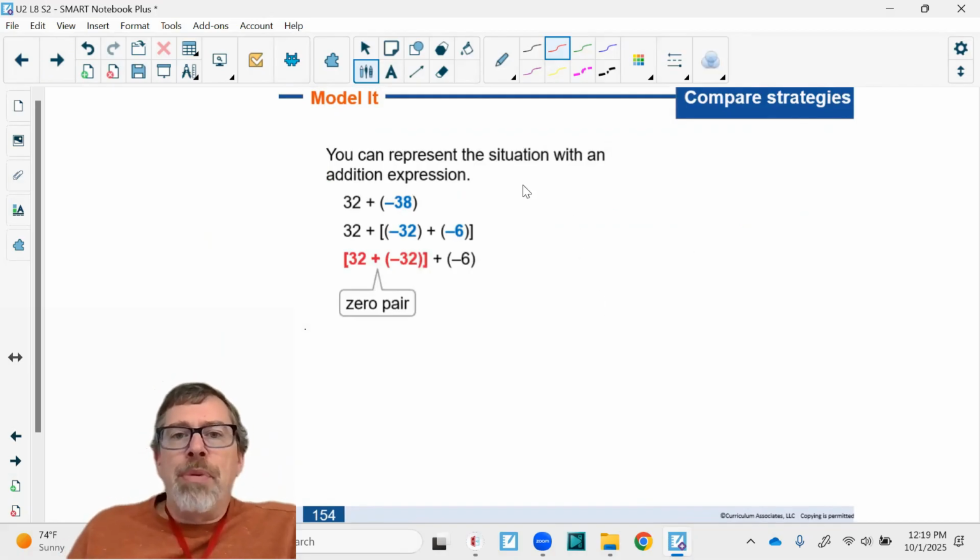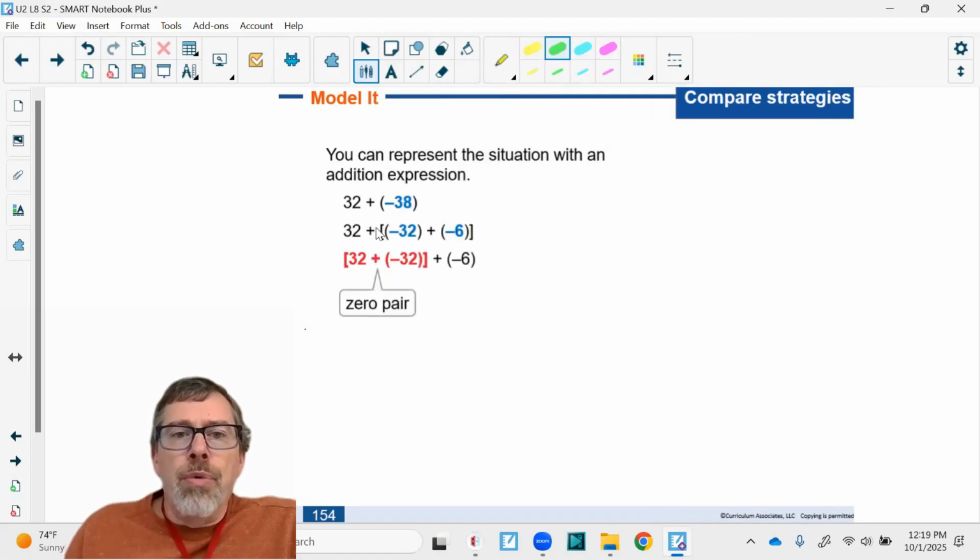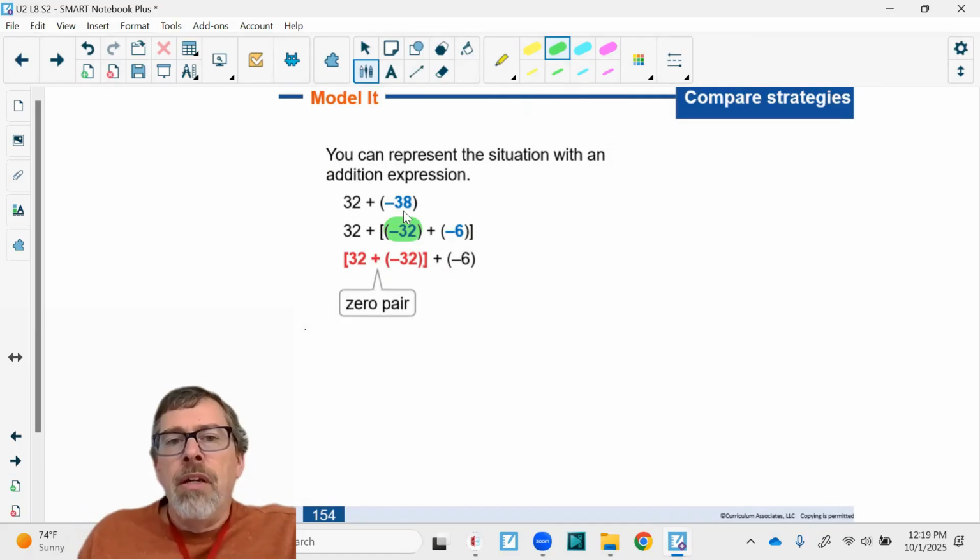And then we can also represent the situation with an addition expression. So 32 plus a negative 38. And let me explain what they're doing here. They're creating 0 pairs. So you're focusing on this 32. So 38 is more than 32. So let's write negative 32 here. And how much more do I have to add to that to get to that 38 that we had? Well, it's negative 6. So they're representing negative 38 as negative 32 plus a negative 6, which is true. Okay, these are still both equal.